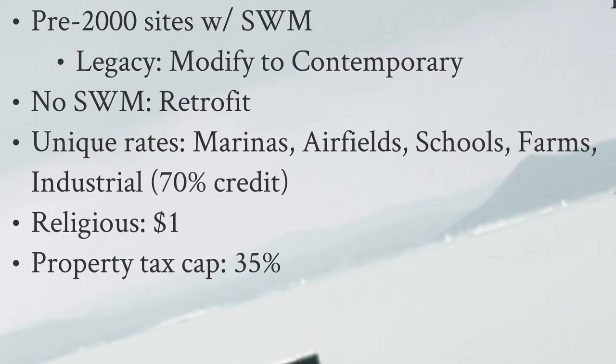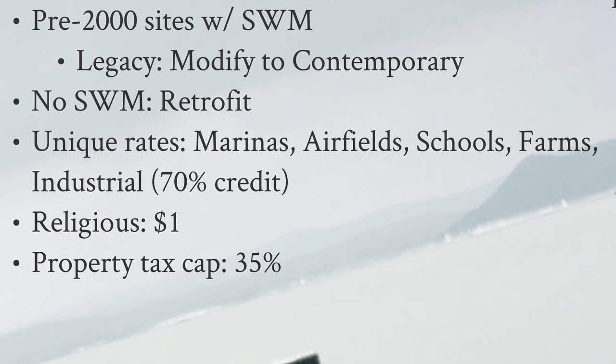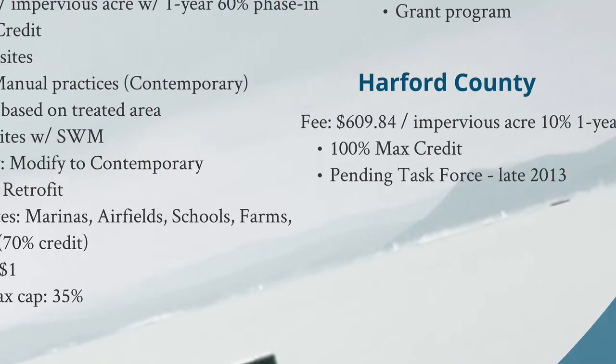Lots of unique rates in this county. Marinas, airfields, schools, farms all got into the game, and so there's unique rate structures for each of them. The industrial NPDES permit holders have a 70% credit, which is pretty generous for them. Religious capped at $1, and there's an overall property tax cap rate of 35%. Again, what that means is the stormwater fee cannot exceed 35% of the base property tax.